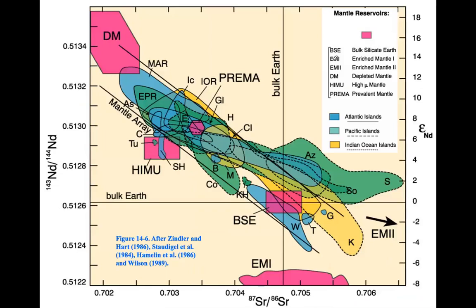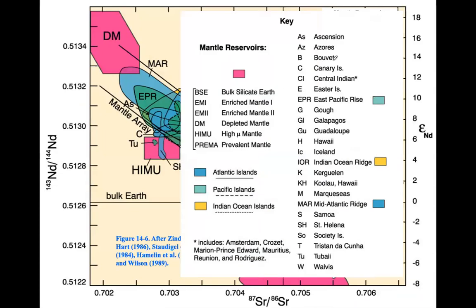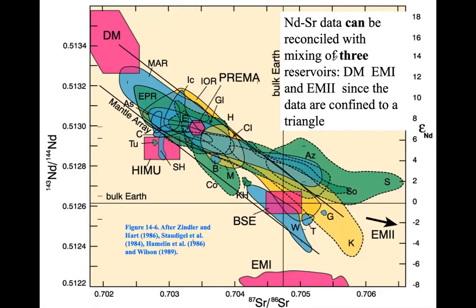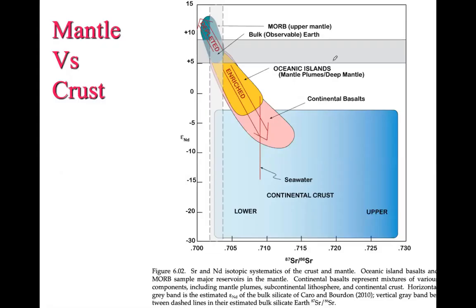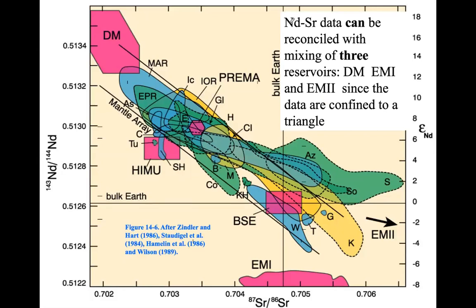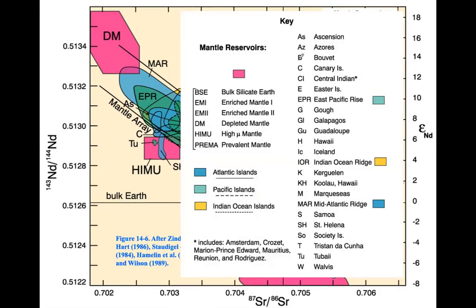Okay, so this is just an enlargement of the same diagram, and you can see so many samples are plotted. This is East Pacific Rise, Mid-Atlantic Ridge, and several other places. Yeah, see, different places, different regions of the earth, right? Galapagos, Hawaii, many places, right?